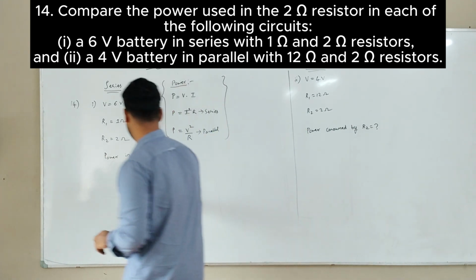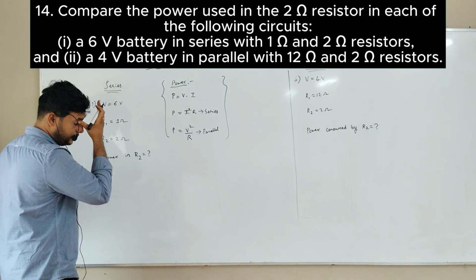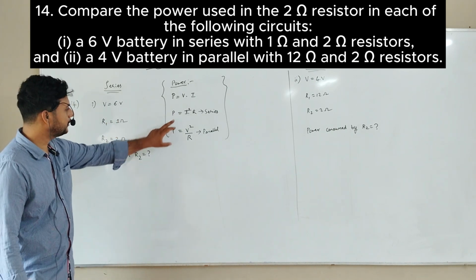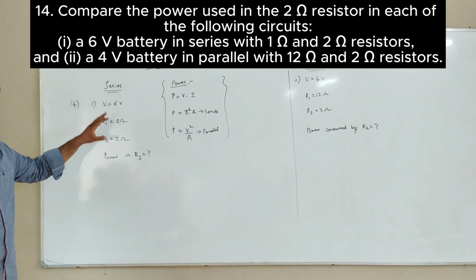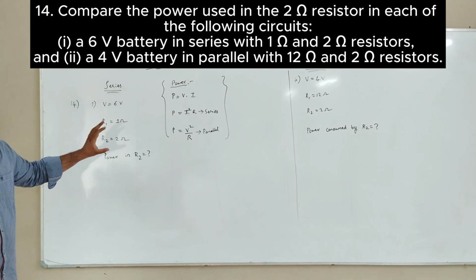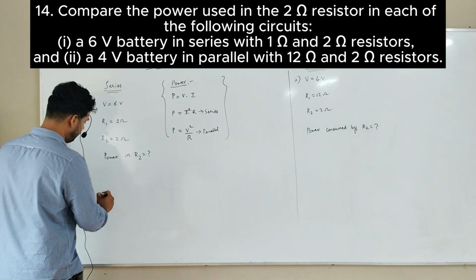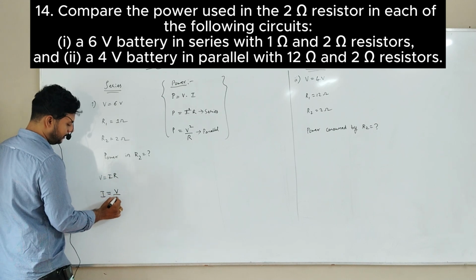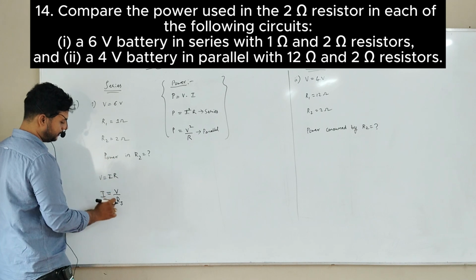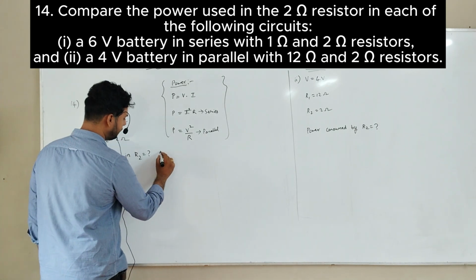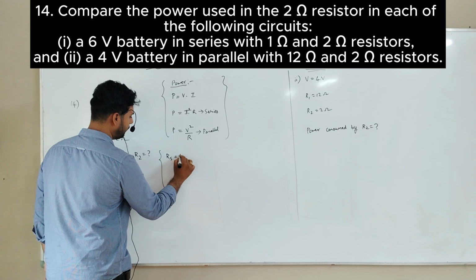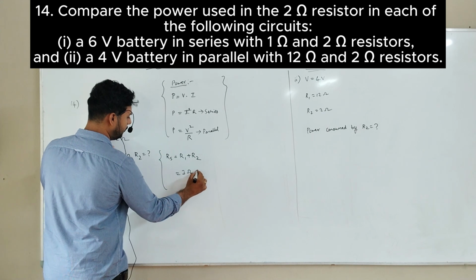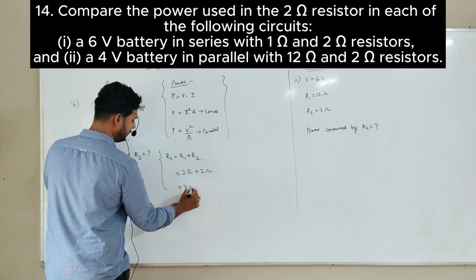Now one sum I will do and show. So power in R2 first. Now I should put the formula I square R, since it is in series. Do I know I here? Current I. First my work is to find current I. V is equal to IR, so I is equal to V by R. Resistance is in series, so first I should find RS. RS is equal to R1 plus R2. R1 is 1 ohm, R2 is 2 ohm. Total RS is 3 ohm.